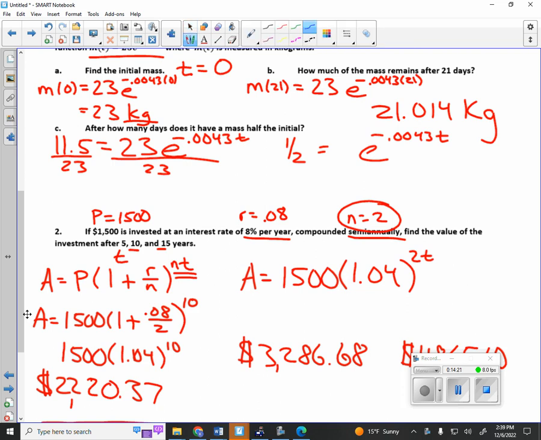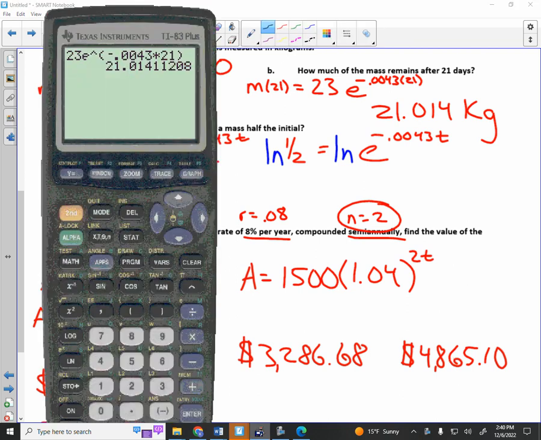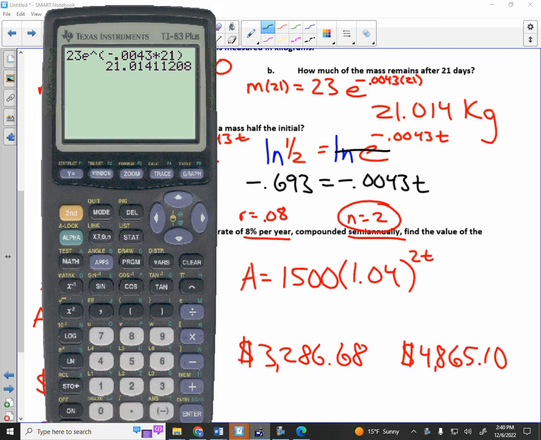Great. Caitlin, now what do I do to get rid of the e? I natural log both sides. So I'm going to take the natural log here and the natural log there. The natural log of 1/2 is negative 0.693. And on the right-hand side, I now have just negative 0.0043t. What do I do to solve there? So negative 0.693 divided by negative 0.0043, and I get 161.16 days.